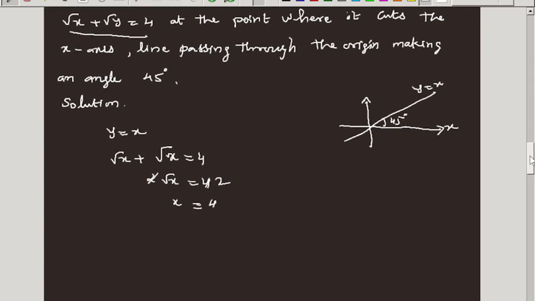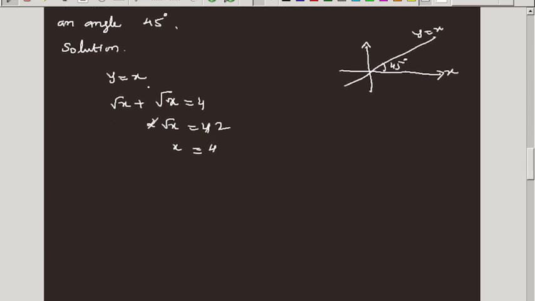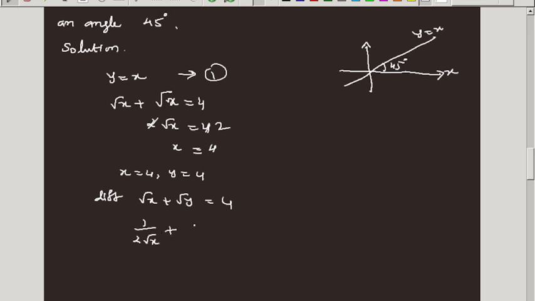So here y equal to x is there, then x is 4, y also 4. So this point should be remembered. Now we differentiate root x plus root y equal to 4. So here root x we can write it as 1 by 2 times root x plus root y is nothing but 1 by 2 times root y into y differentiation is y1, equal to 4 differentiation is 0.